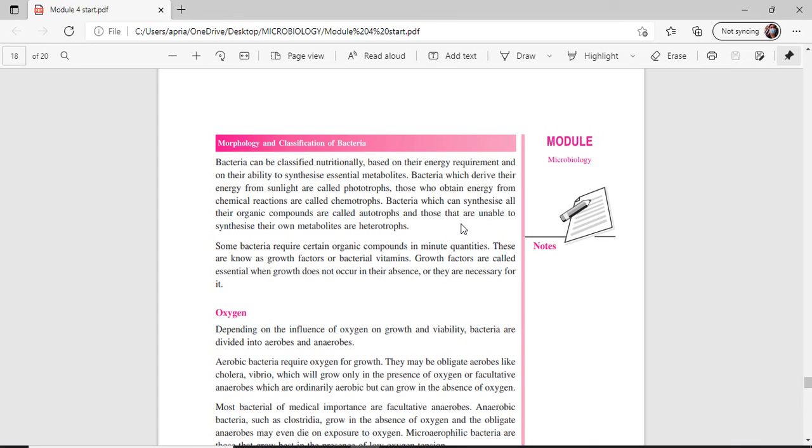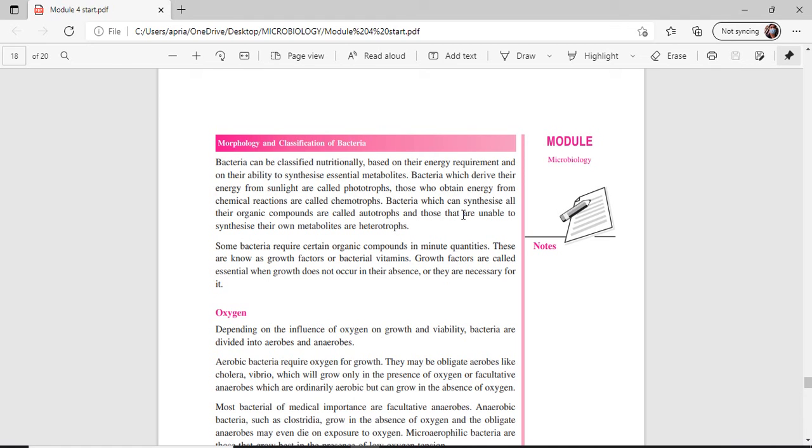Okay, very basic. Bacteria which can synthesize all their organic compounds are called your autotrophs. Okay, they do not need sunlight or chemical reactions. Okay, they produce or synthesize their organic compounds. Okay, and those that are not able to synthesize their own metabolites are called your heterotrophs. Okay? Cannot synthesize. Hetero. Okay? Some bacteria require certain organic compounds in minute quantities, small amount, okay, minute. These are known as your growth factors or bacterial vitamins. Your growth factors are called essential when growth does not occur in their absence and they are necessary for it.